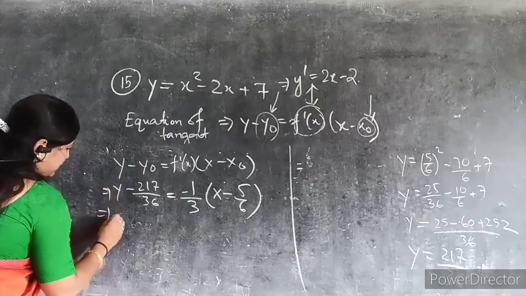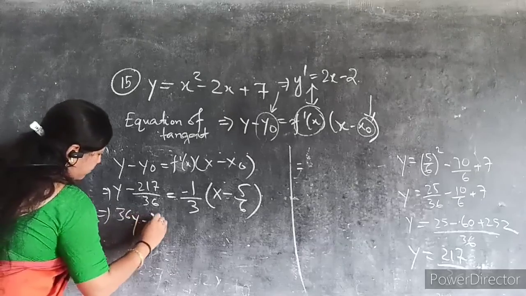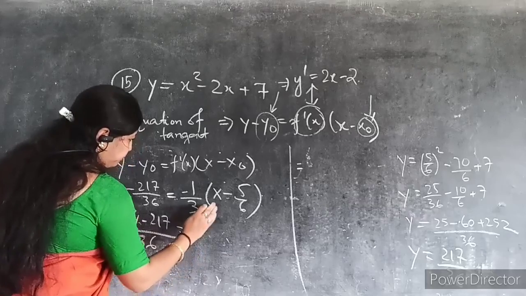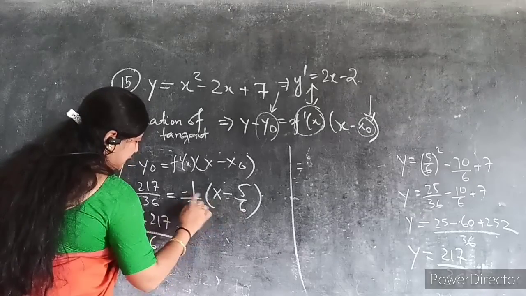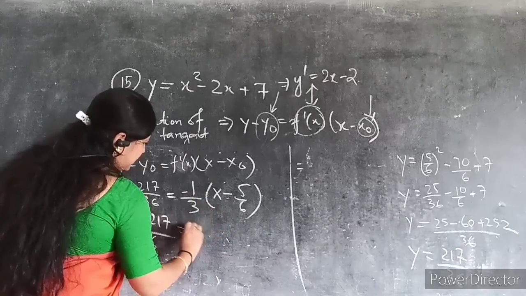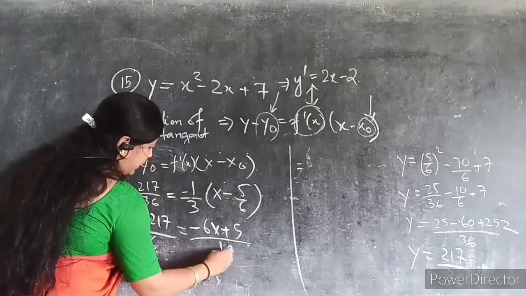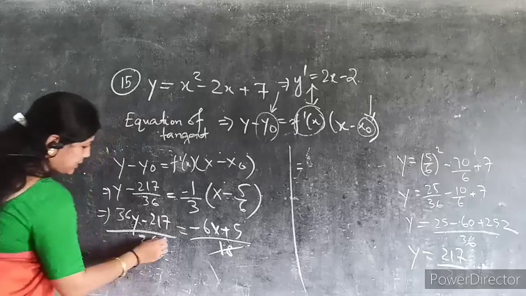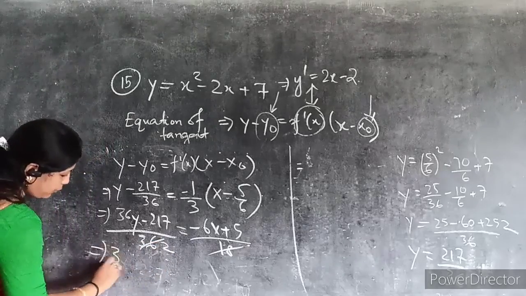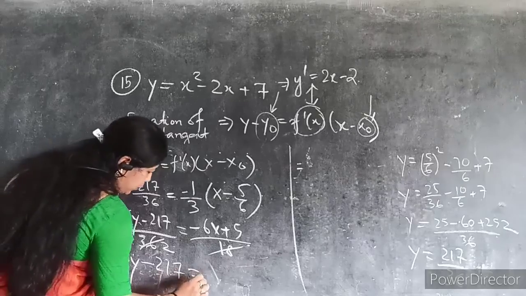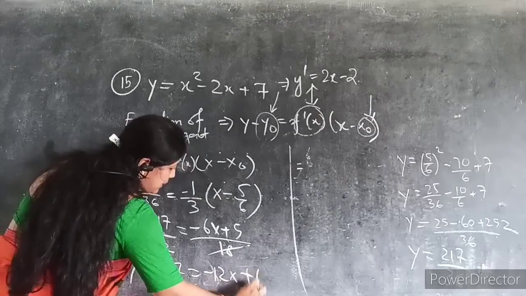So let us calculate this. We get 36y minus 2 and 7 upon 36 equal to 6. This will be 6, that is minus 6x, minus minus will be plus 5 upon 8, right? So this and this will get cancelled. So what is the value we have got? 36y minus 2 and 7 equal to minus 12x plus.